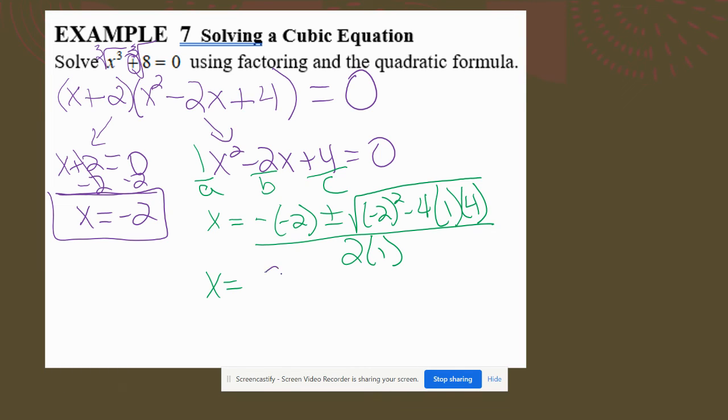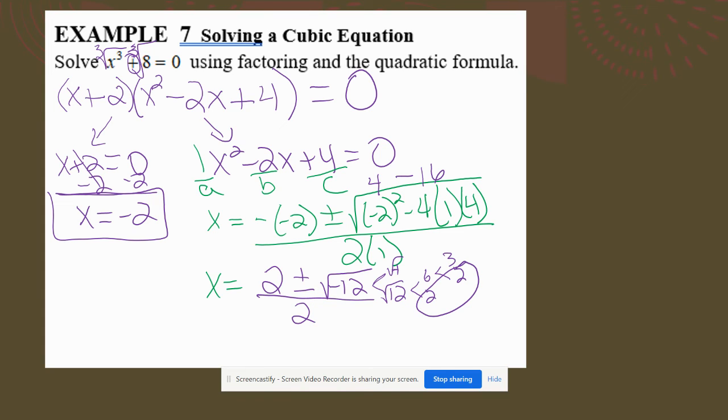Negative negative 2 is positive 2. Negative 2 squared is 4. 4 times 1 times 4 is 16. So 4 minus 16 is the square root of negative 12, over 2 times 1 is 2. We have to clean up that square root and then see if there's anything we can do to reduce. Now we know that with the negative we have to pull out an i. And so 12 is not a perfect square, but we can simplify this. I have a pair of 2's that can come out.